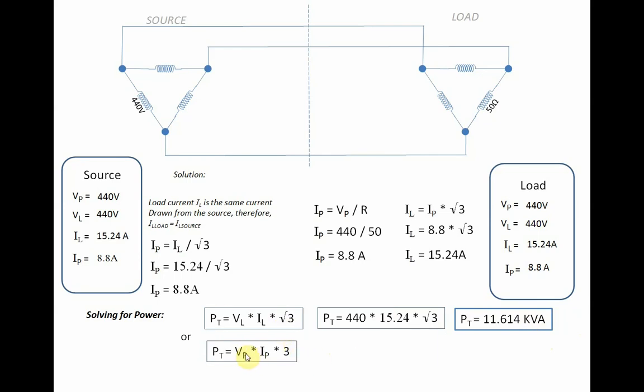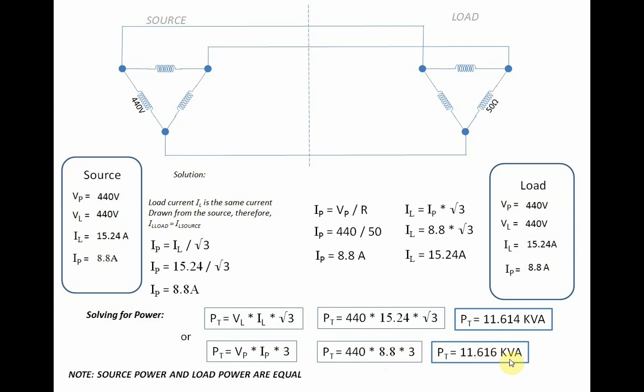Now, how about the other formula? Total power is the phase voltage times phase current times 3. So we say 440 times 8.8 times 3 would be 11.616 kilovolt ampere, or kVA. Notice the difference is because of the rounding off of numbers. Now, if the source delivers 11.614 kilovolt amperes, that would be the same power that is used on the load side.